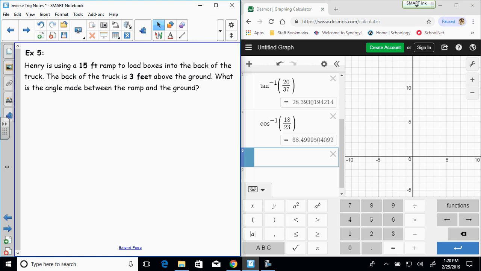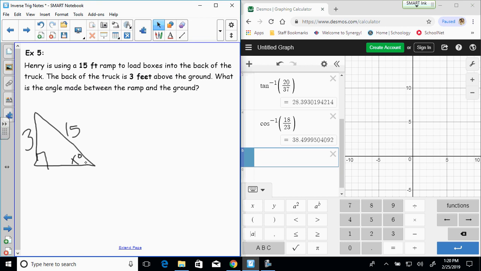So if I was to sketch a right triangle, okay, so there's my right triangle. We know we have a 15-foot ramp, and the back of the truck would be up here. It's 3 feet above the ground. And so we want to know what is the angle made between the ramp and the ground. So we're looking for this angle here.